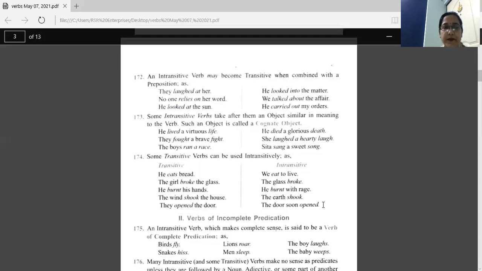So for today, this much is enough. Tomorrow, I'll take the next part of this chapter. I hope you have understood transitive and intransitive verbs.